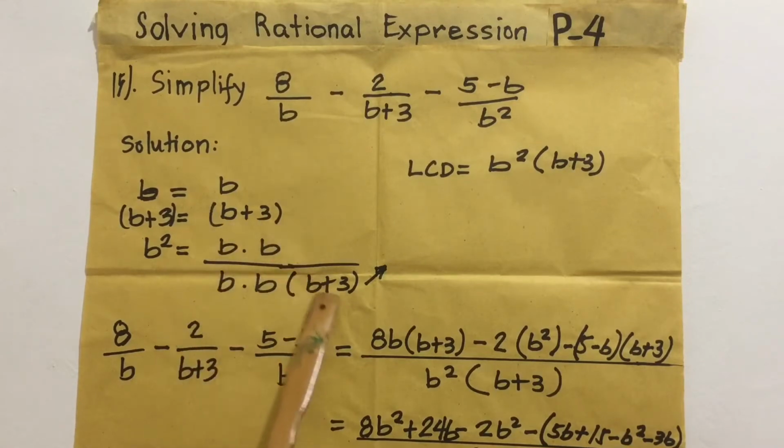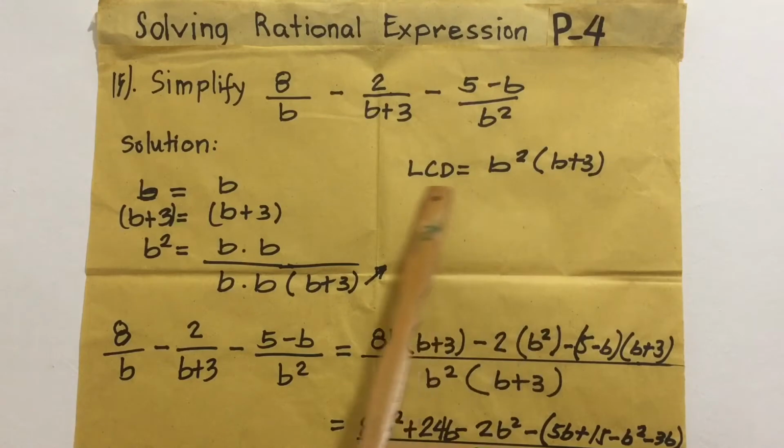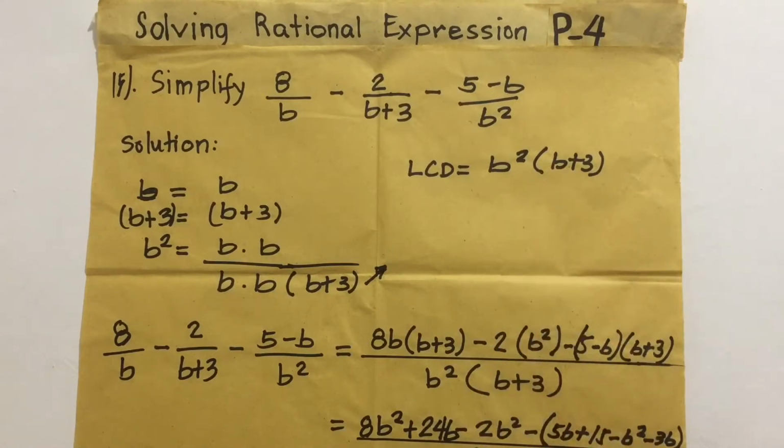Then copy b plus 3, and we're going to multiply b times b equals b squared. Then copy b plus 3. So our LCD now is b squared times b plus 3. Okay, after that, we're going to copy again the given expression, and then write the denominator. Our denominator now is our LCD, b squared times b plus 3.